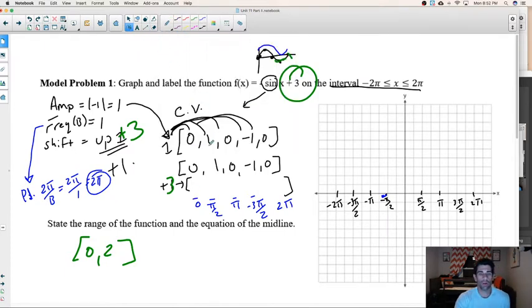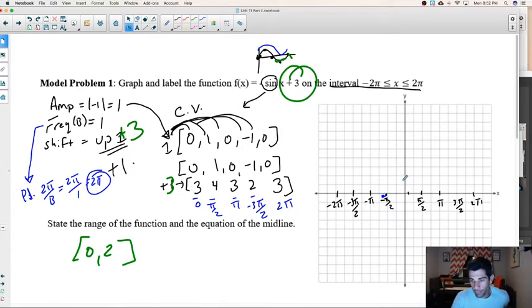We were doing so awesome here. So 0 plus 3 is 3, plus 3 is 3, 1 plus 3 is 4, 0 plus 3 is 3, negative 1 plus 3 is 2, 0 plus 3 is 3. Well, this is good because if you got lost, then you can just watch me do it again.